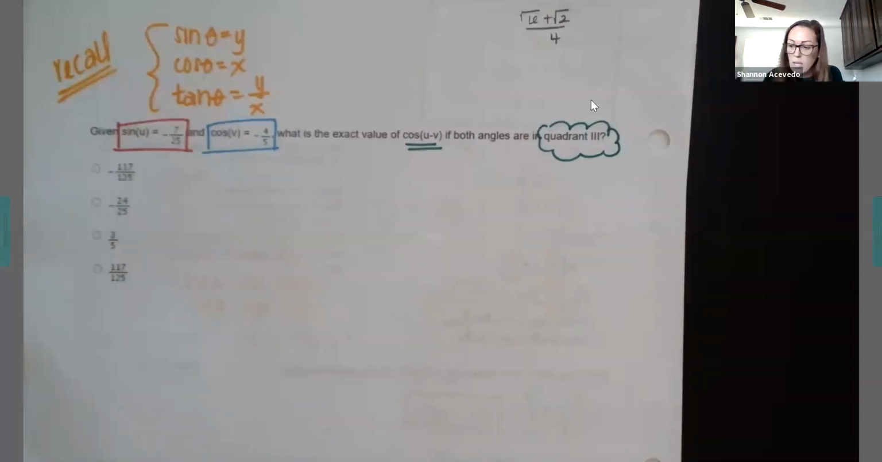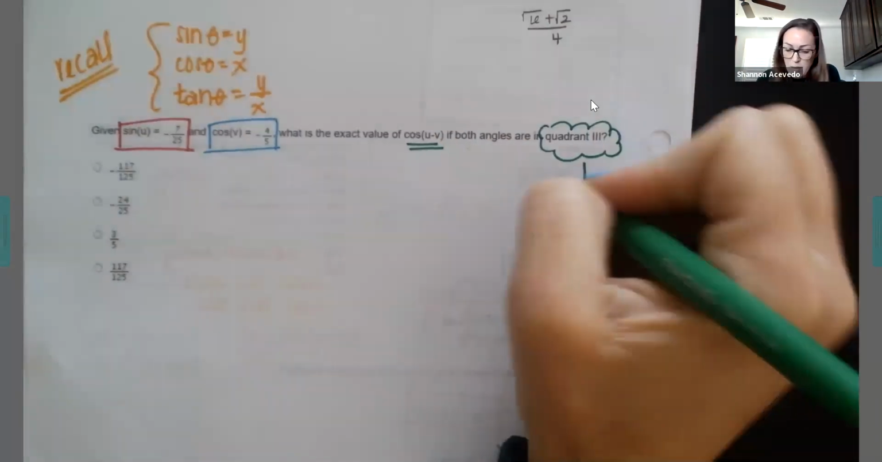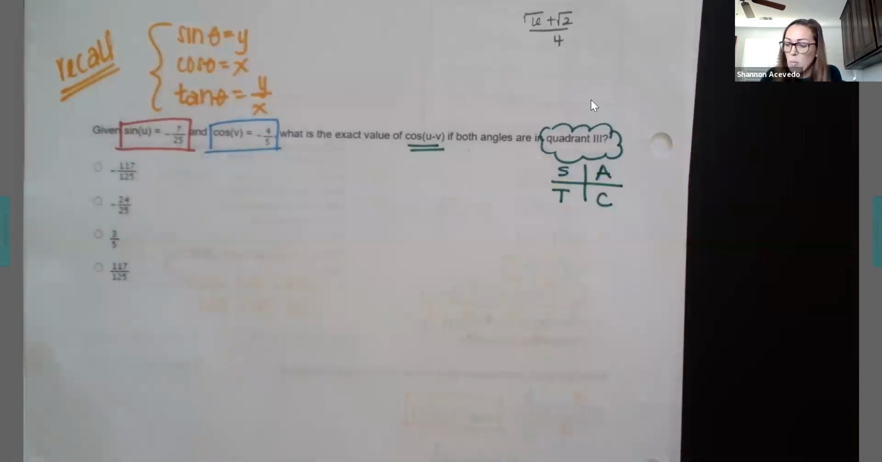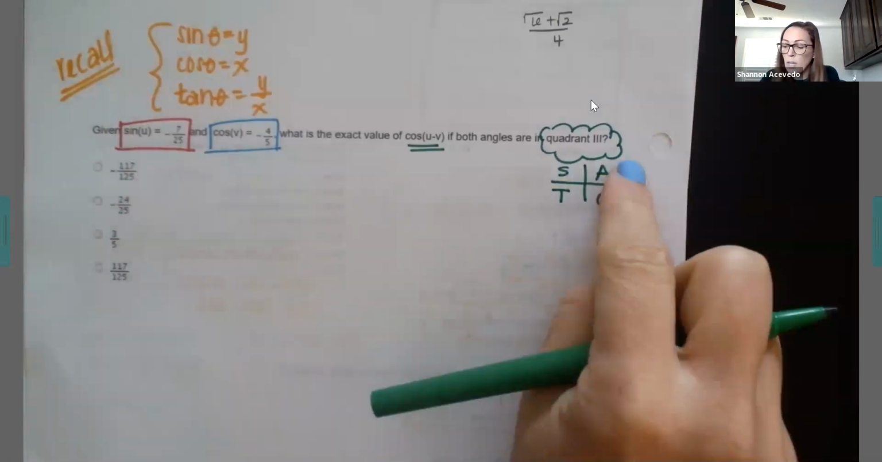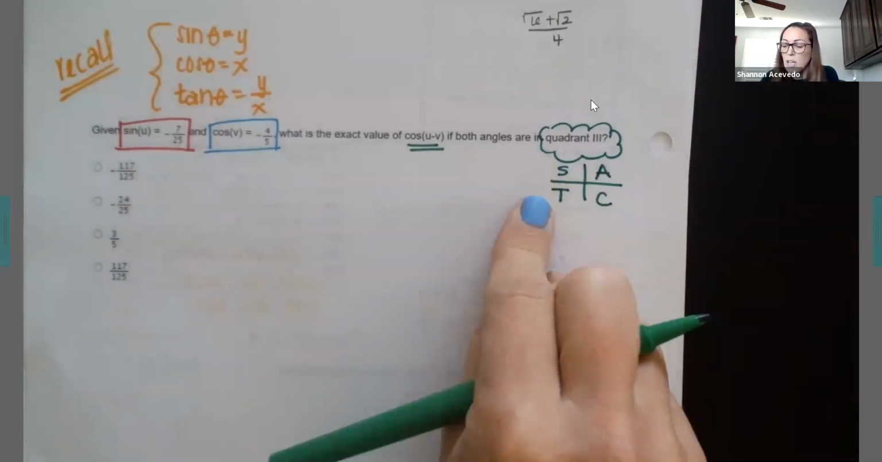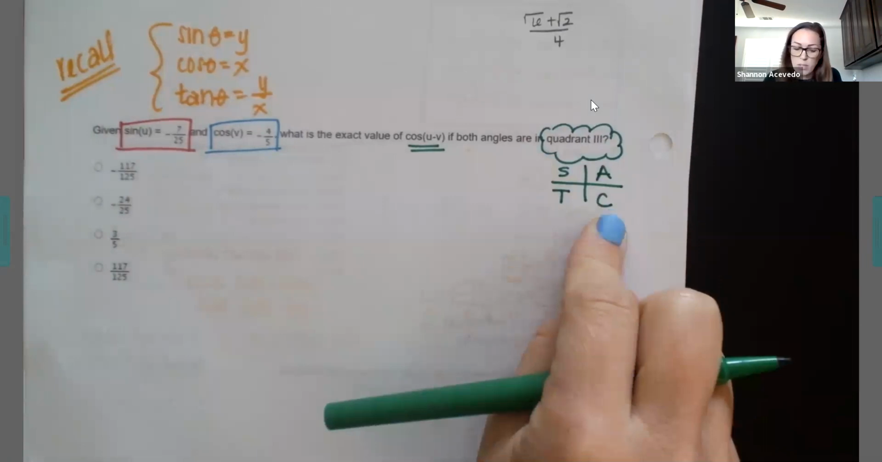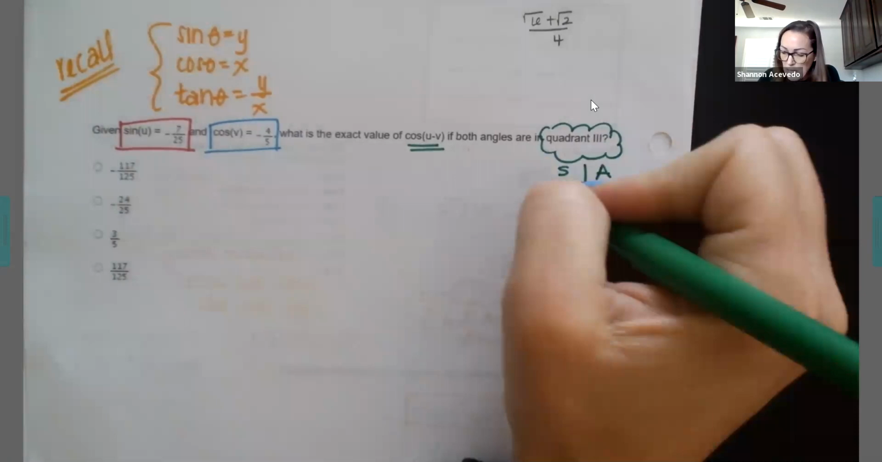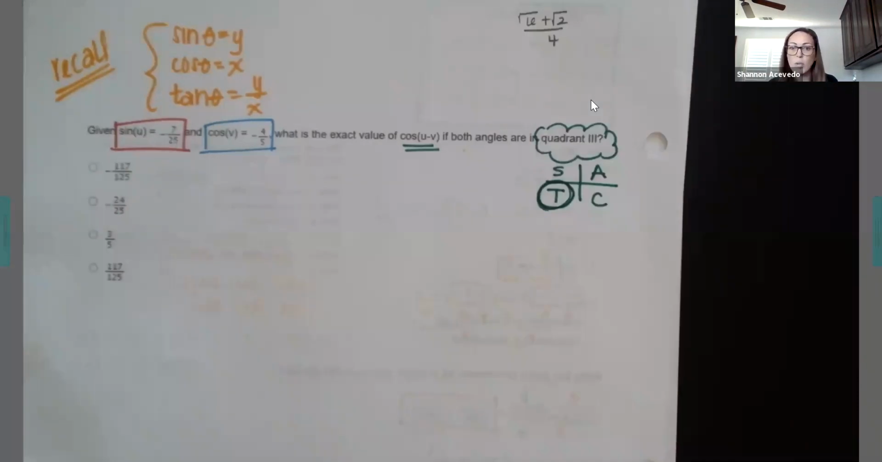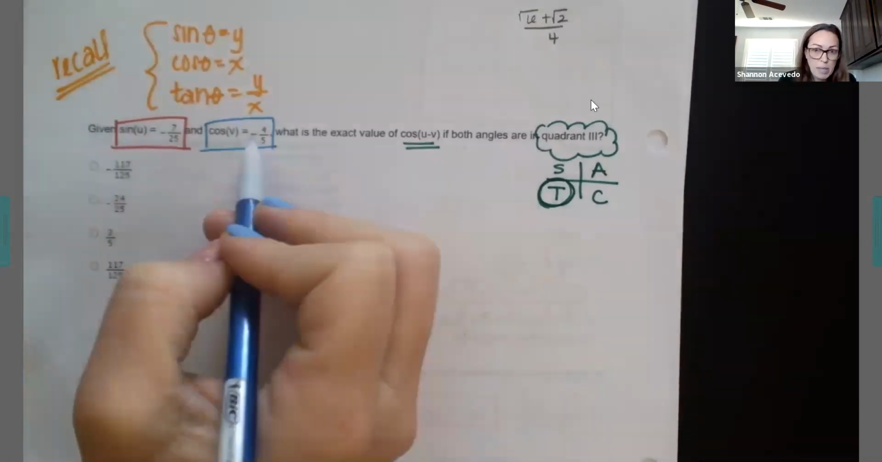We're in quadrant 3. So just as a review, quadrant 3, all students take calculus. Remember that? This is saying they're all positive in quadrant 1, sine is positive in quadrant 2, tangent is positive in quadrant 3, and in quadrant 4, cosine is positive. So again, a little bit of a review. We're focusing here in quadrant 3. So tangent's positive, and of course the reciprocal cotangent would be positive. That means that sine and cosine would be negative. So you can see that they're both negative because we're in quadrant 3.